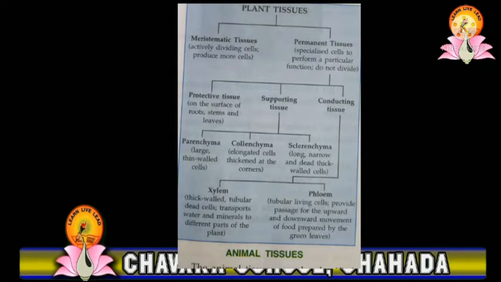Here is the detailed classification of plant tissues. Plant tissues mainly consist of meristematic tissue and permanent tissue. Permanent tissue is further classified into protective tissue, supporting tissue, and conducting tissue. Supporting tissues are further subdivided as parenchyma, collenchyma, and sclerenchyma, while conducting tissues are further divided into xylem and phloem.